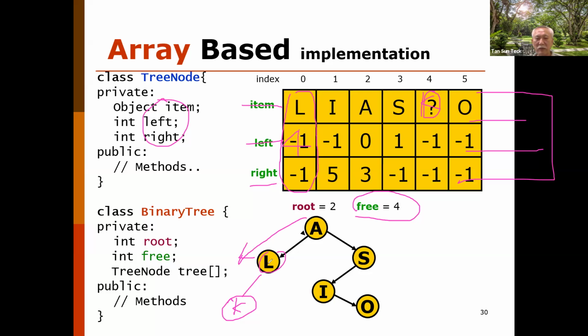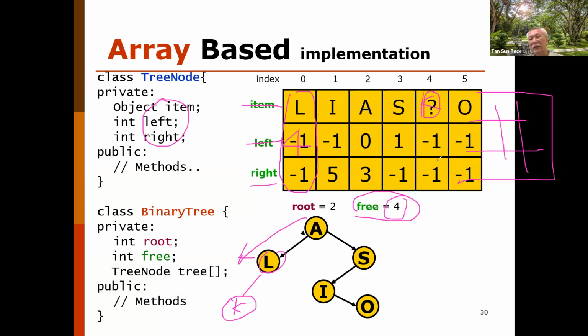So meaning that now L has a left subtree, and this becomes occupied already. 4 is actually for K, right? And K has no left and no right, so therefore it's minus minus. But now, where are the other free slots? Before that, you must have some other nodes down here that are free. So 4 is actually the first free slot.